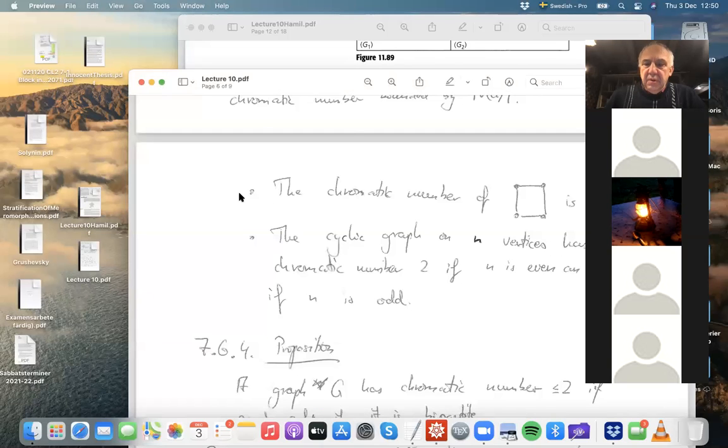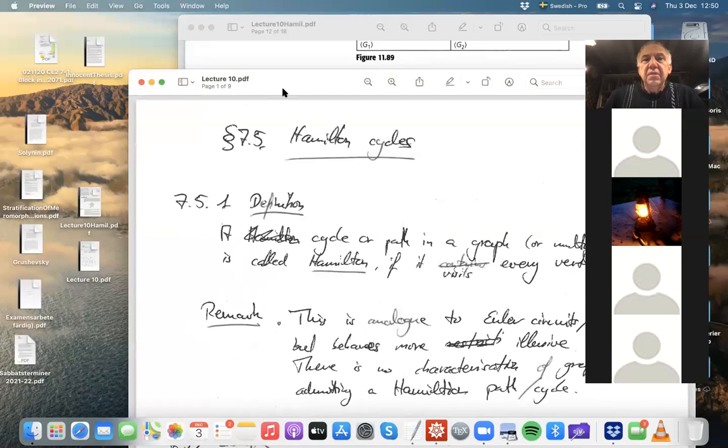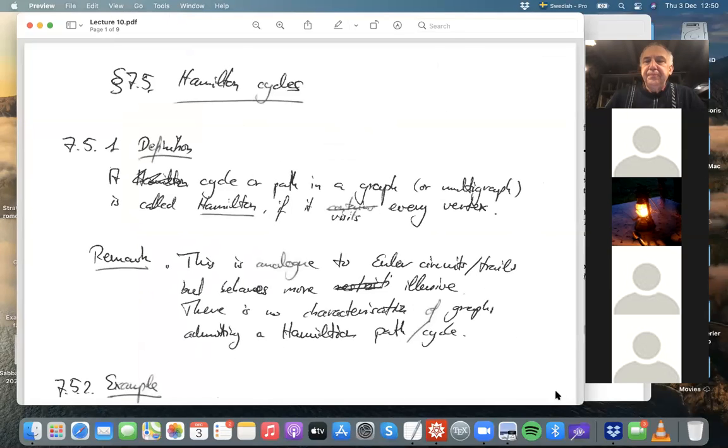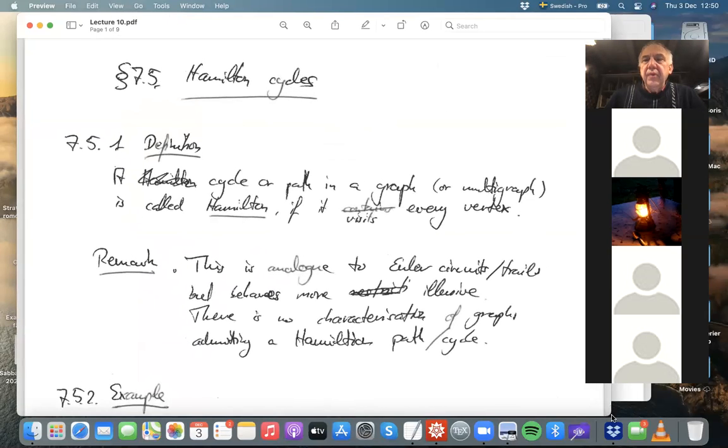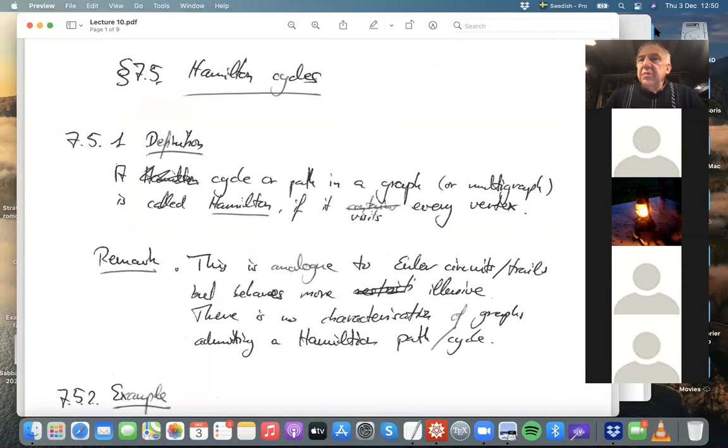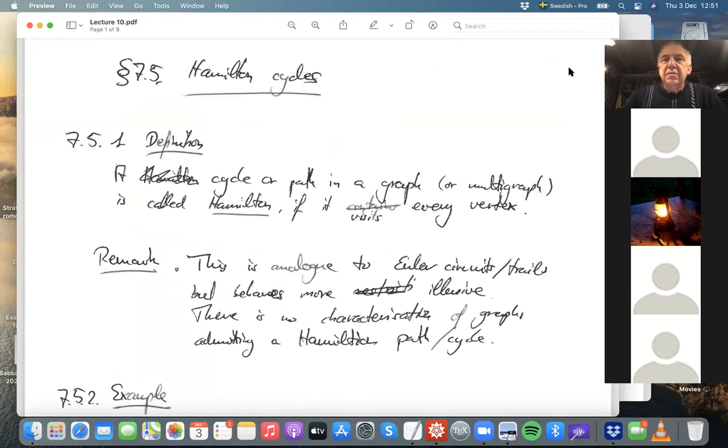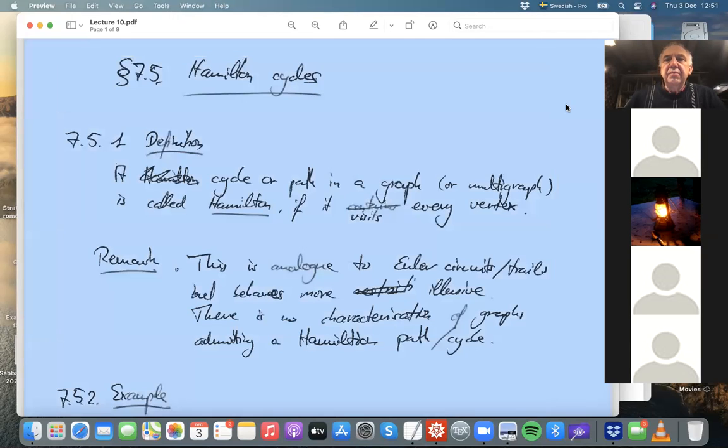Okay, now we'll talk about Hamiltonian graphs. Let me share my screen. Yes, I'll use these notes. But I have to admit that this topic is not something I knew very well, so I'll try to do my best.